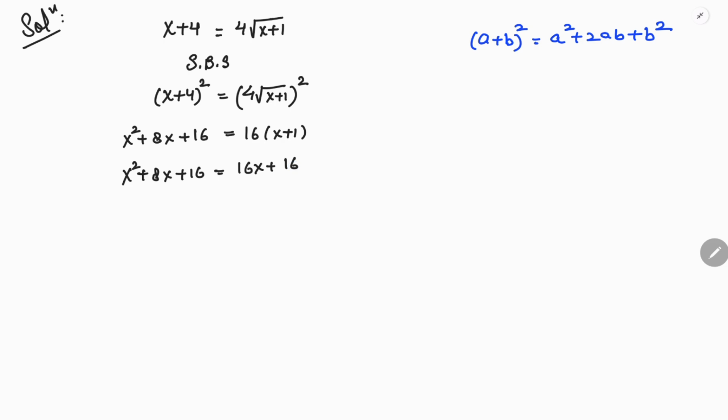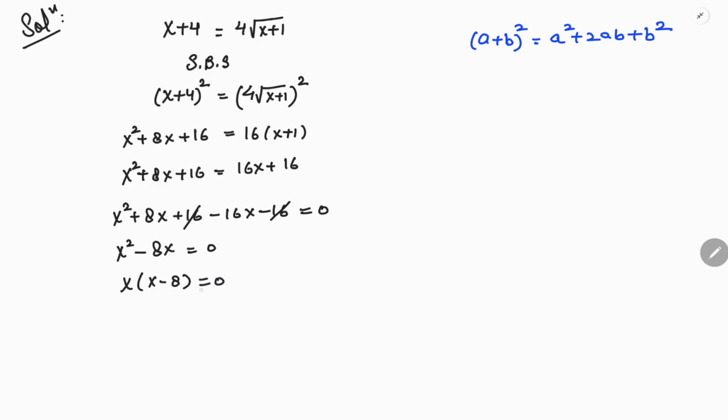Now I will bring everything from the right hand side to the left hand side. This is x square plus 8x plus 16 minus 16x minus 16. Since I am bringing these two terms from right to left, they will become negative. So this is x square plus 8x, and 16 will cancel out. And what is 8x minus 16x? This is equal to minus 8x, is equal to 0. We can take x common from these two terms, and we are left with x times x minus 8.